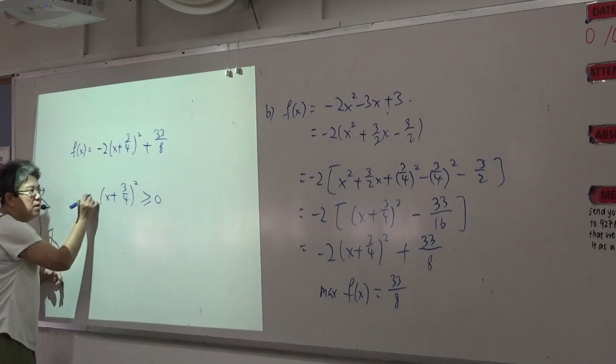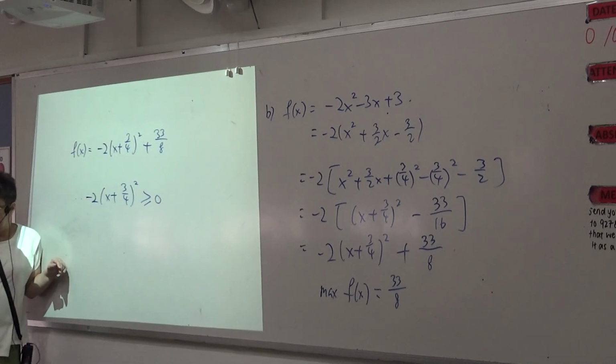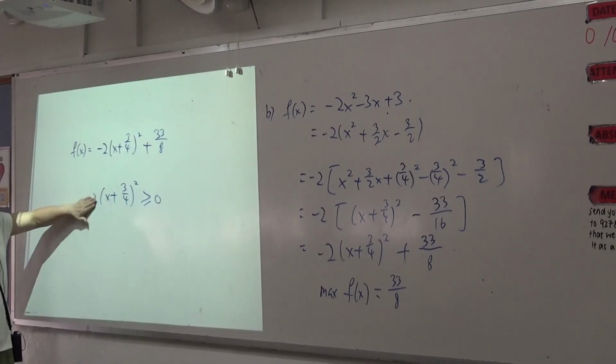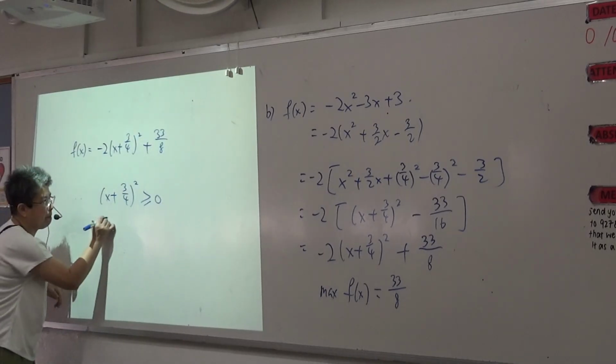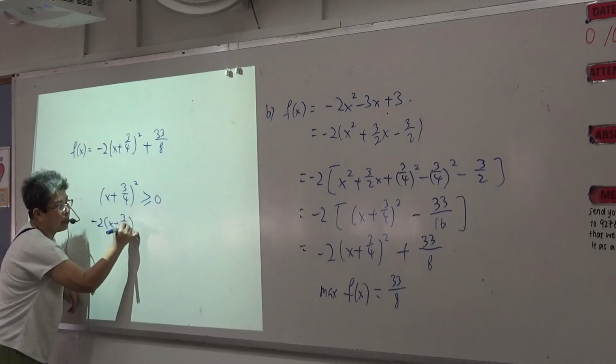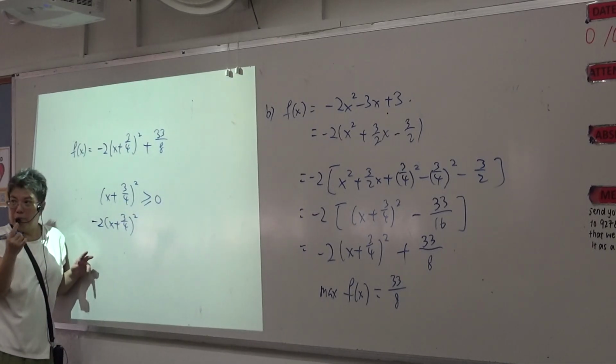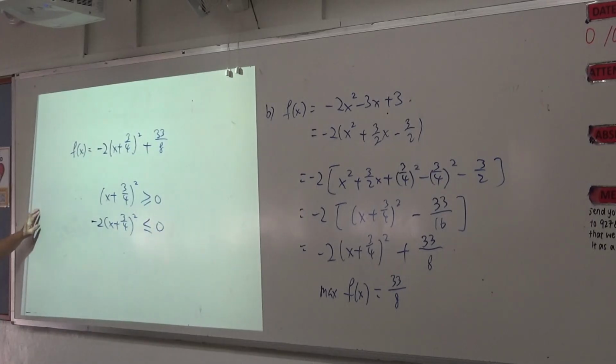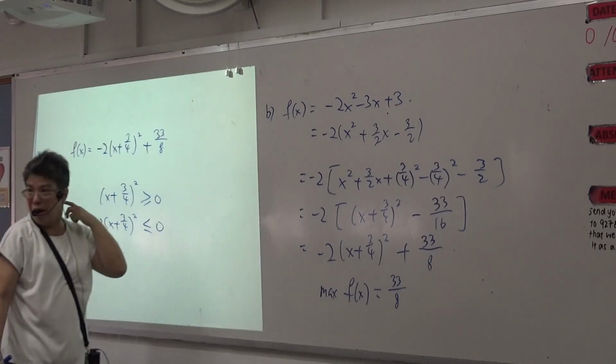If I times a negative 2, careful, negative 2, and this side also times negative 2, what will happen? If I times a negative number, it does what? Flip. Agree? Okay? Anything else?